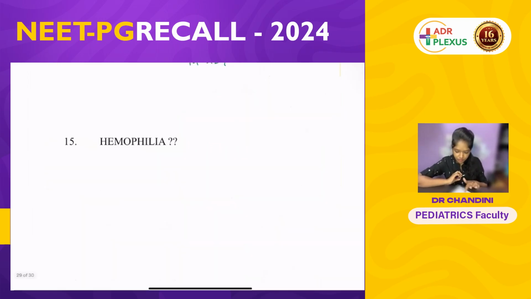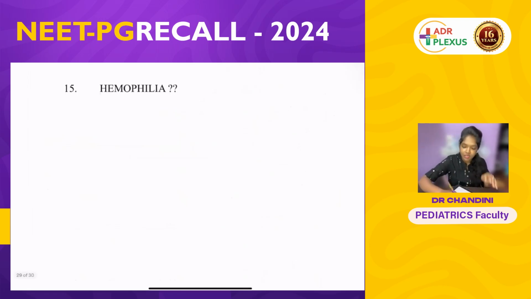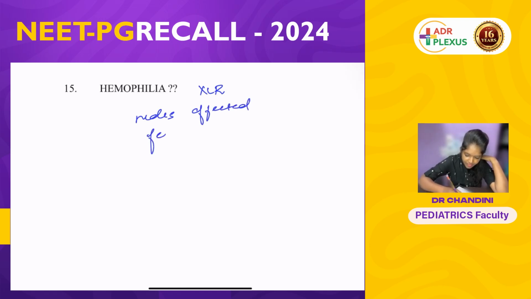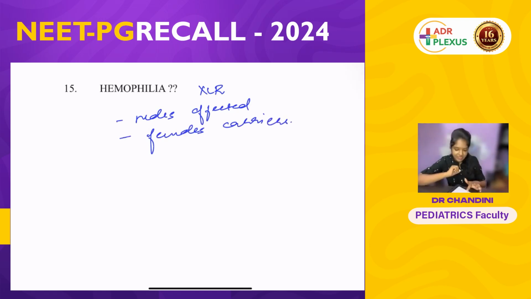Next. There was another question on hemophilia, on the inheritance, I think. Not sure of the options, but hemophilia, we all know, is X-linked recessive. As we discussed in the morning session question, males are affected and females will be carriers. So this is going to be the better option.